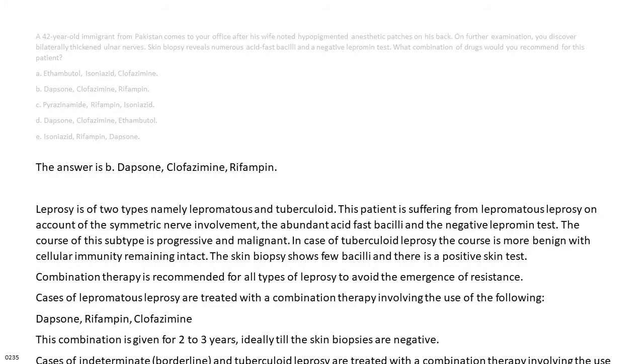The answer is B. Dapsone, clofazimine, rifampin. Combination therapy is recommended for all types of leprosy to avoid the emergence of resistance. Cases of lepromatous leprosy are treated with a combination therapy involving the use of the following: dapsone, rifampin, clofazimine. This combination is given for 2 to 3 years, ideally till the skin biopsies are negative.